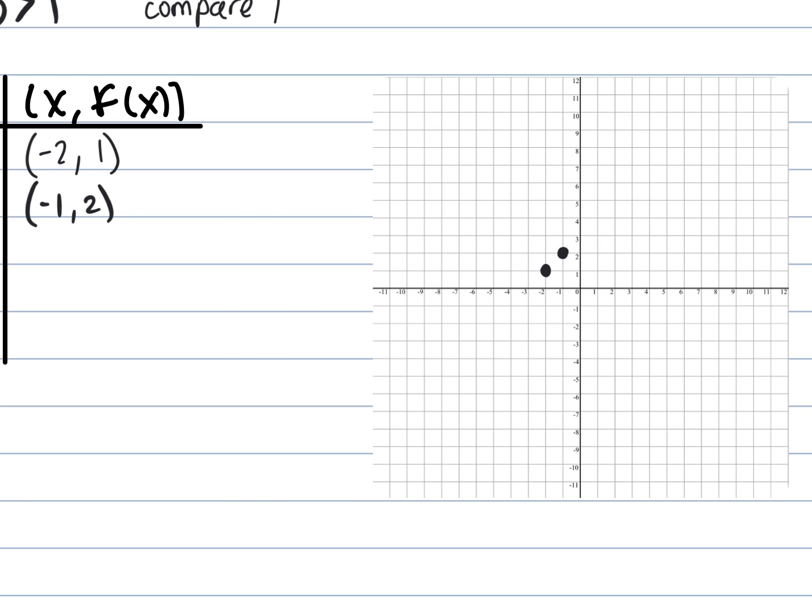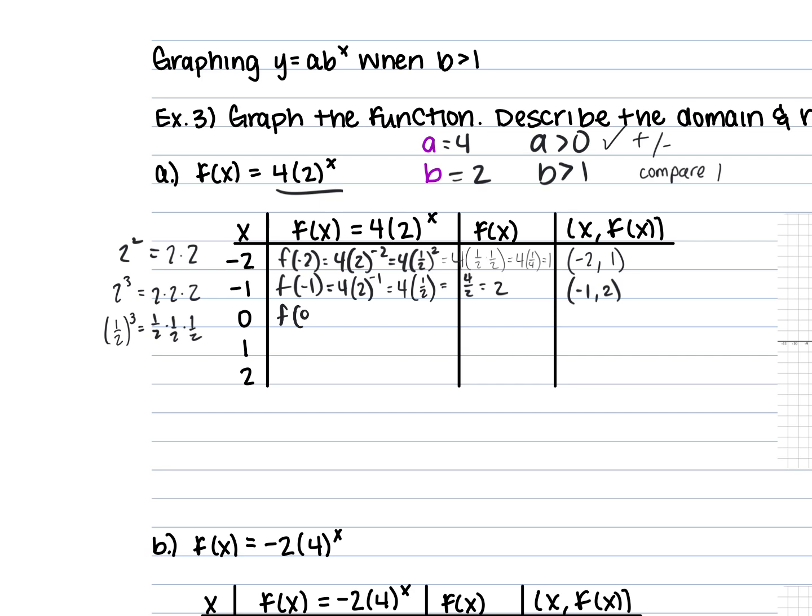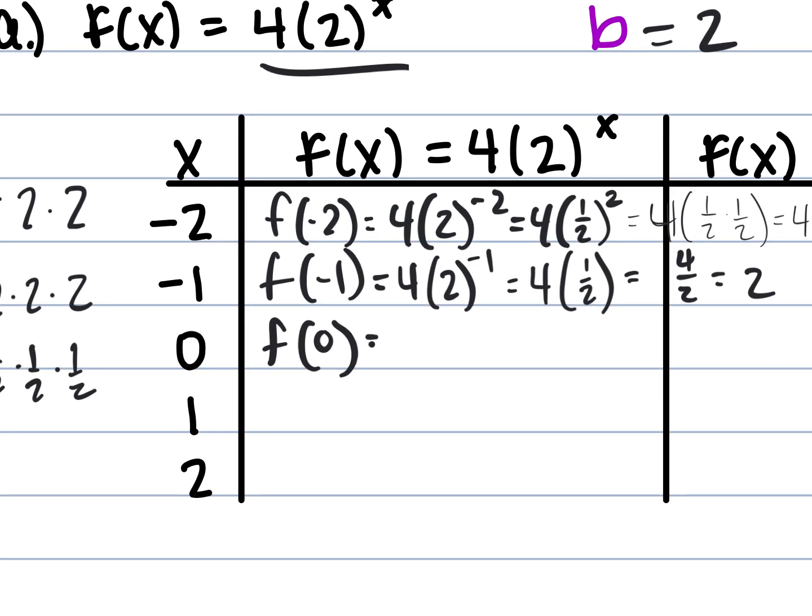Okay, so we have those 2 points. It could be a straight line if we did it now, but should it be a straight line for an exponential function? No, we should have a curve. So by our third point, we should see which way this is going to curve, okay? Let's try 0. So f of 0 equals, we're going to do 4 times 2 to the 0 power.